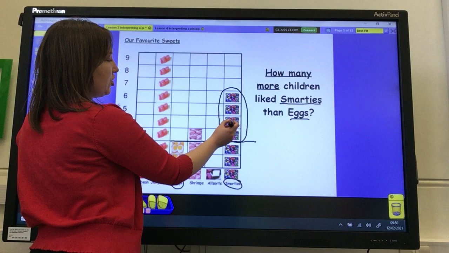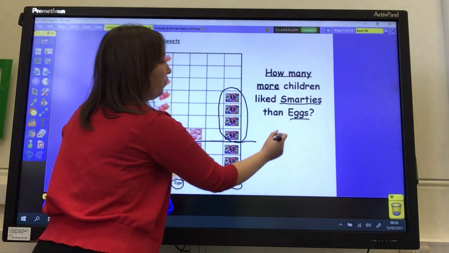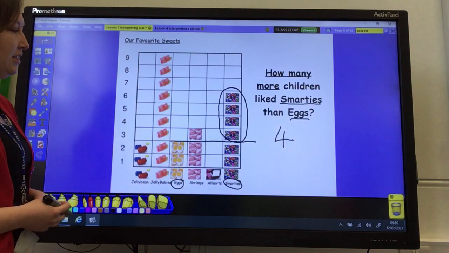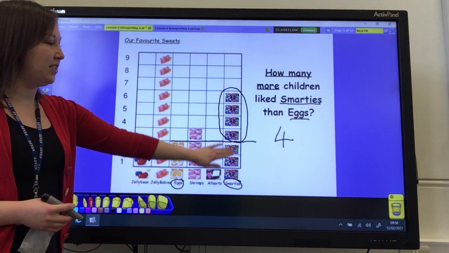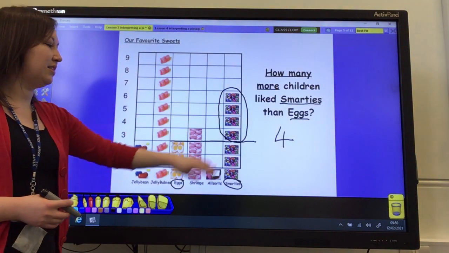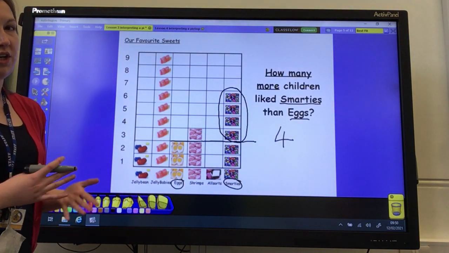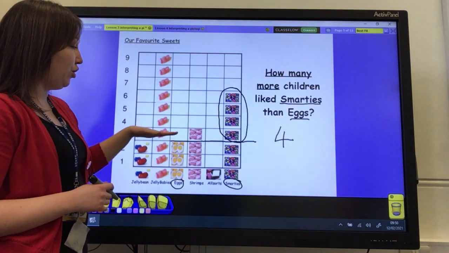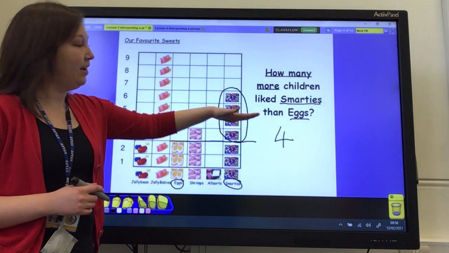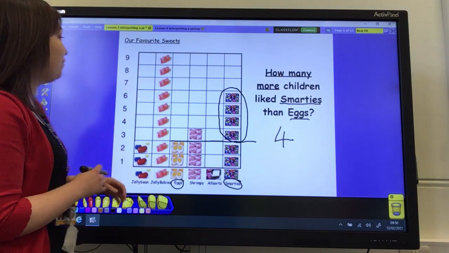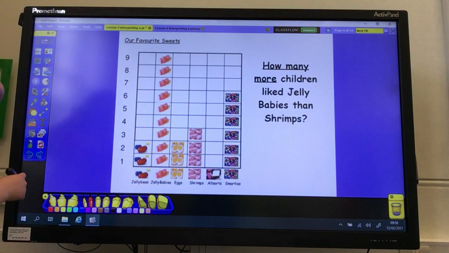So there's 1, 2, 3, 4. 4 more children chose Smarties than eggs because we've got 6 here and 2 here. 6 take away 2 equals 4. So you could calculate it by subtracting, or you could do it by drawing the line and counting the additional ones, the extra ones that are up above. So you are finding the difference.